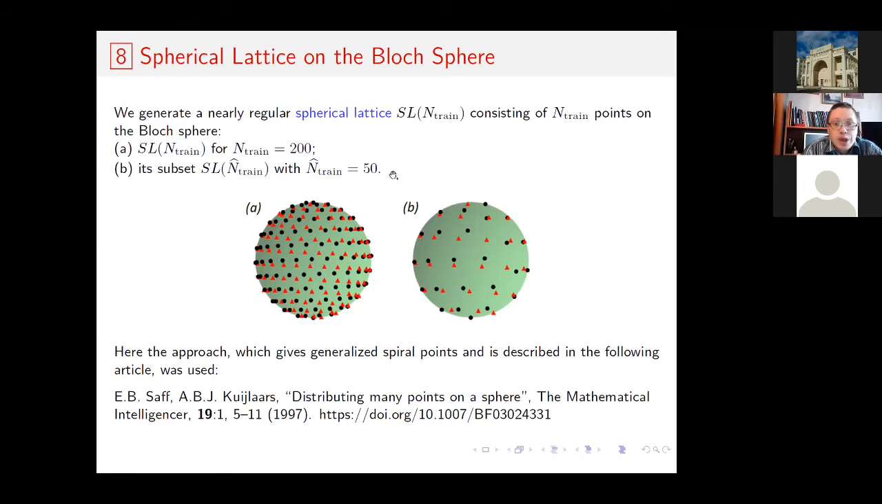After distributing 200 points on the sphere, we have this picture. Two types of markers allow us to show points which are situated in the front and the back part of the sphere, and this B figure shows us some subset, only 50 points here.